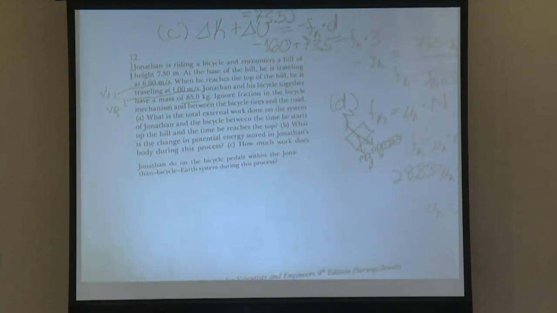Jonathan and his bicycle together have a mass of 85 kilograms. Ignore friction in the bicycle and between the bicycle tires and the road. So we want to know the external work done on the system between the time he starts and the time he stops. Okay, let's start with that.